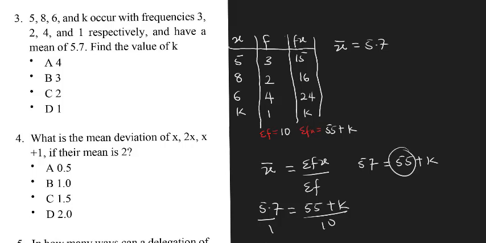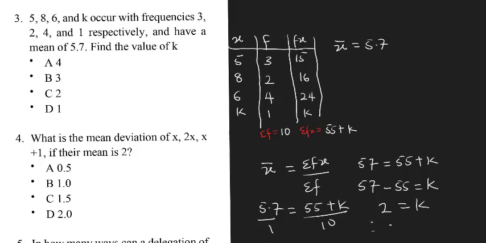So we'll move this one to the other side. Once we know that when a number moves or crosses the equality sign, the sign will change. If it is negative, it will change to positive, and if it is positive, it will change to negative. So this one is going to be 57. Now this one is going to be minus because it has crossed the equality sign. Minus 55 is equal to k. So 57 minus 55, of course, is 2, is equal to k.